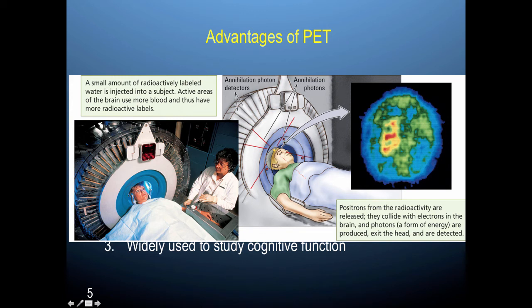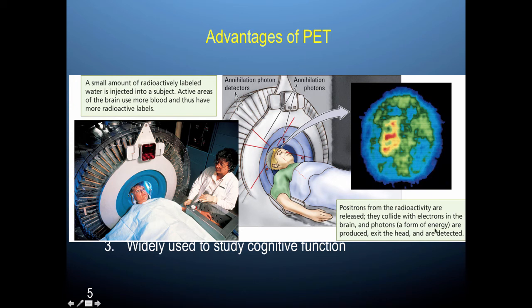Positrons from the radioactive materials are released, and they collide with electrons in the brain. When they collide with electrons, a photon, which is a form of energy, is produced, and it exits the head. We're not necessarily aware of it, but we actually do have really small particles entering and exiting our head at any one time. The PET scanner detects the exit of these photons.